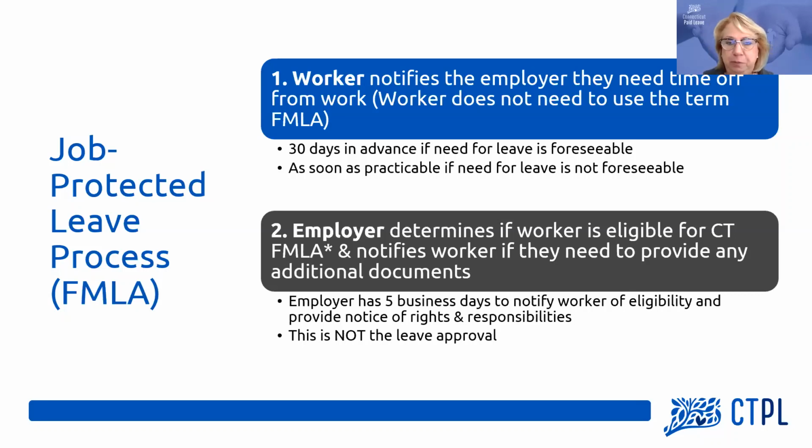So the employer determines if the worker is eligible for Connecticut FMLA and notifies the worker if they need to provide any additional documents. The employer has 5 business days to notify the worker of eligibility and provide what's called a notice of rights and responsibilities. This is not the leave approval. This is just the responsibility for the employer.